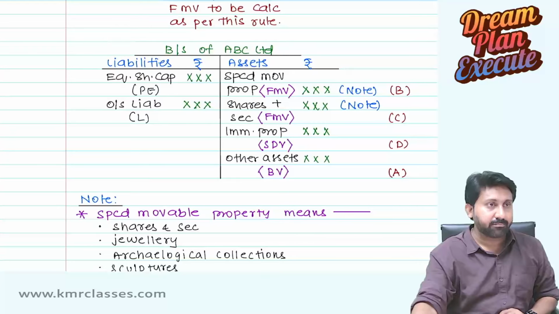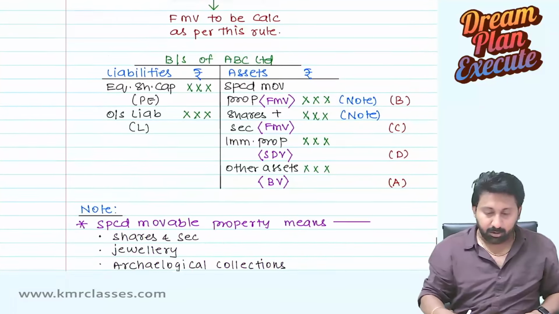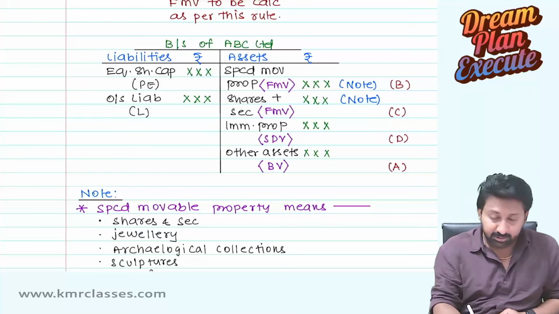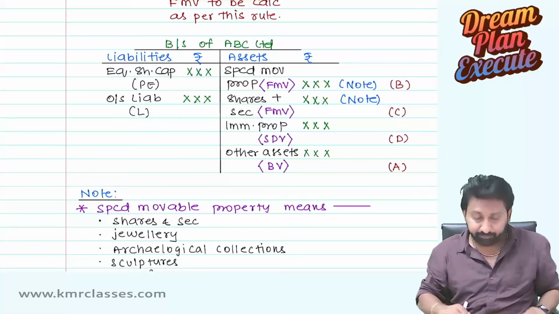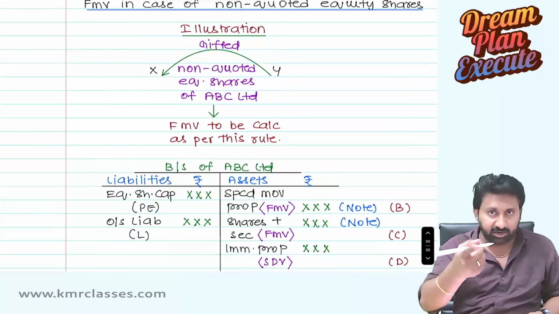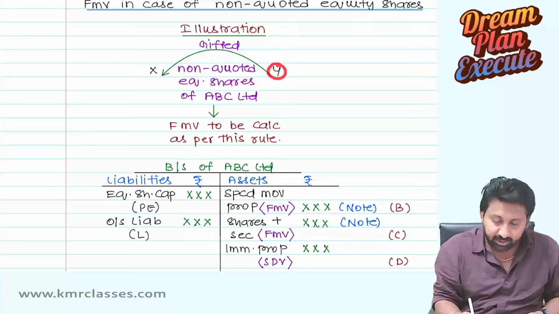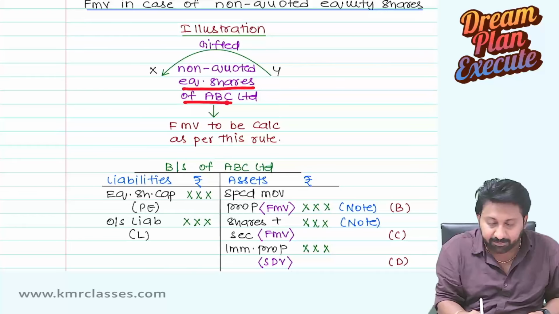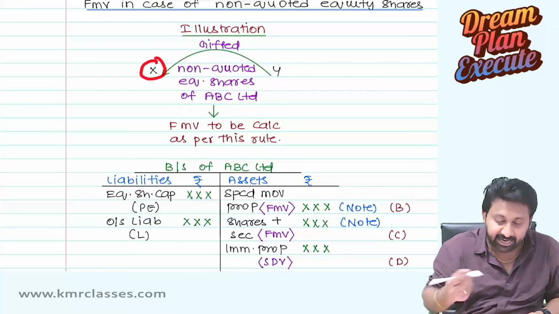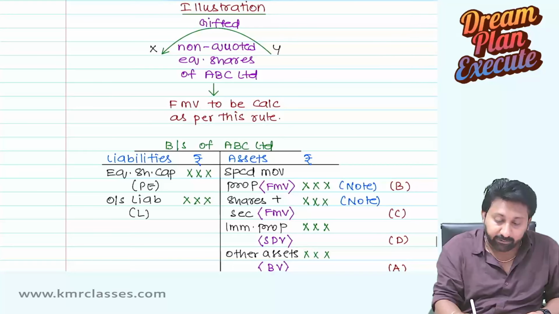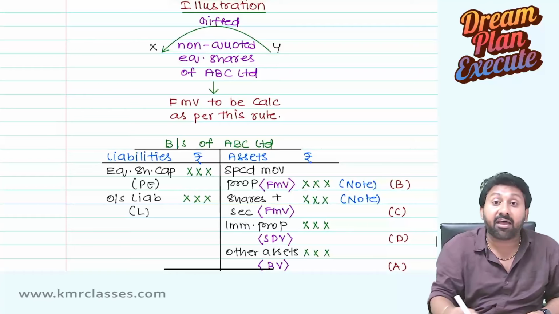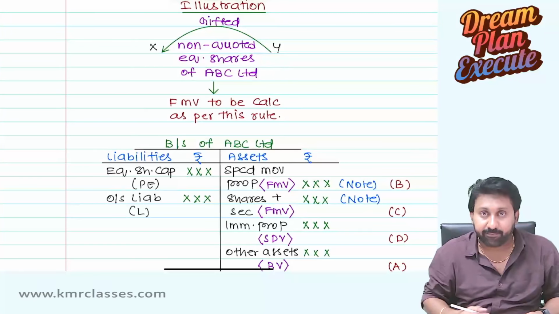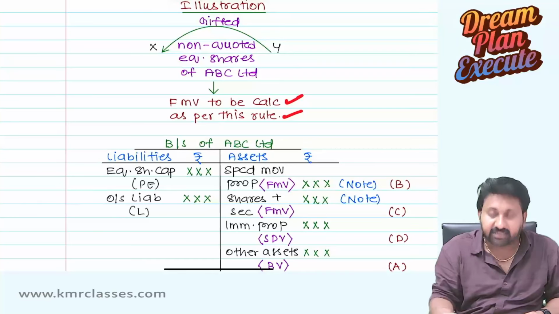See here. How to calculate the FMV of non-quoted shares? We are into that point. First, as I already discussed, Y gifted non-quoted equity shares of ABC Limited to Mr. X. Now, I wanted to know the fair market value of these equity shares of ABC Limited. Fair market value should be calculated as per this rule.